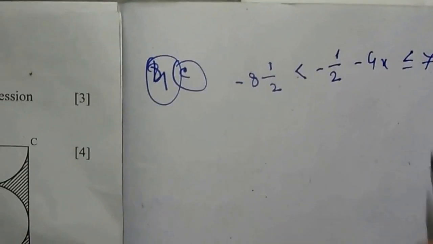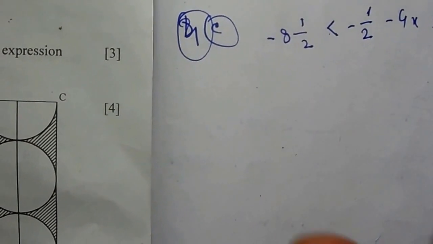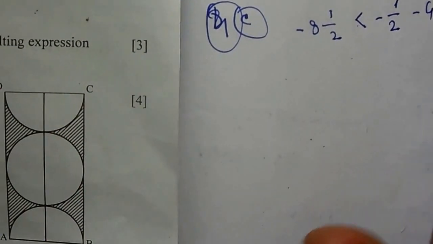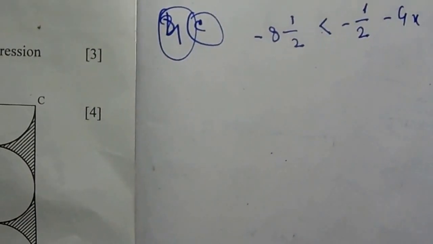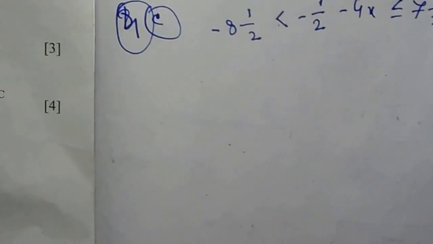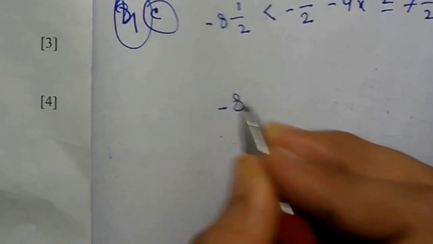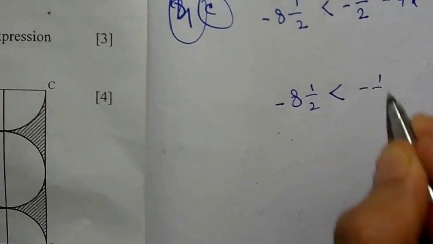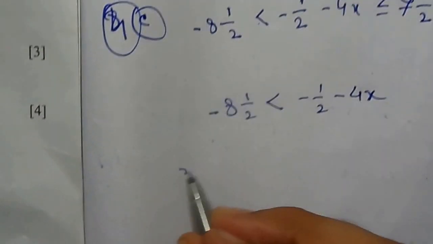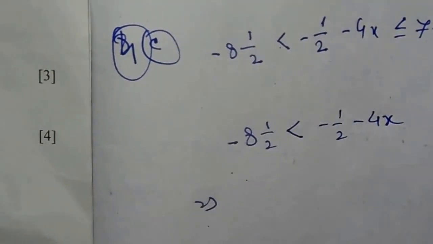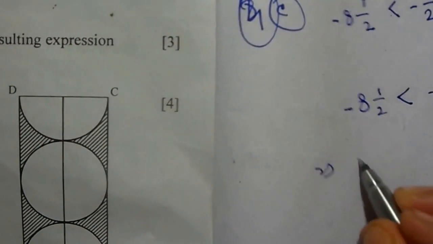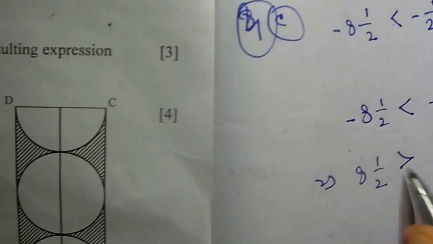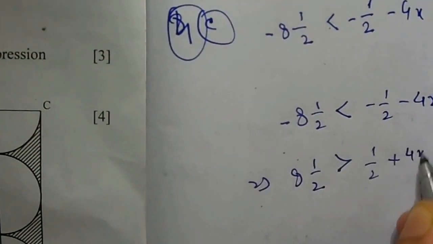Okay, so what we do over here, we put our hand over here, we get a simple equation, and we put our hand over here to get another solution. So we solve it in the same way, but for 2 different equations. Minus 8 half is less than minus half minus 4x. Let's get rid of the minus. Now when we get rid of minuses, the sign changes. So 8 half is more than half plus 4x.